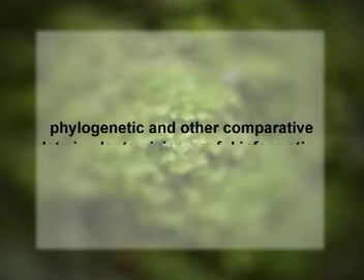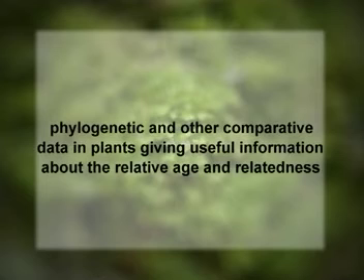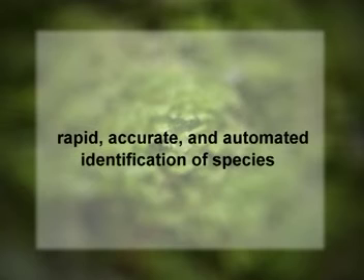The plastid genome is a rich source of phylogenetic and other comparative data in plants, giving useful information about the relative age and relatedness of the organisms possessing them. Besides their use in phylogeny, these plastid genomes would help in rapid, accurate, and automated identification of species, providing plant taxonomists with an easy way to use a species-specific DNA barcode catalog.